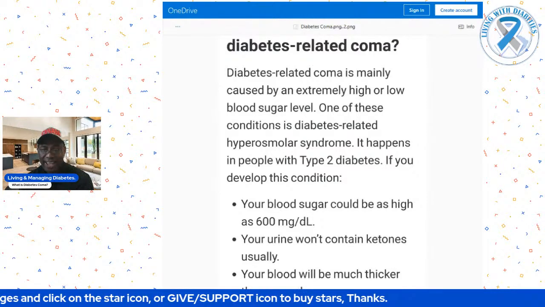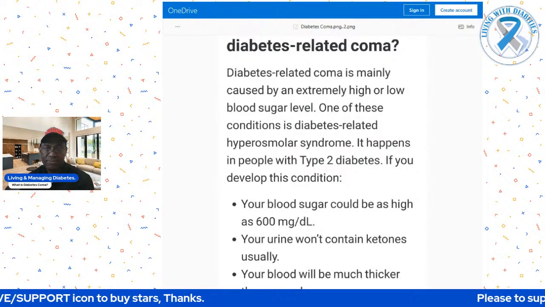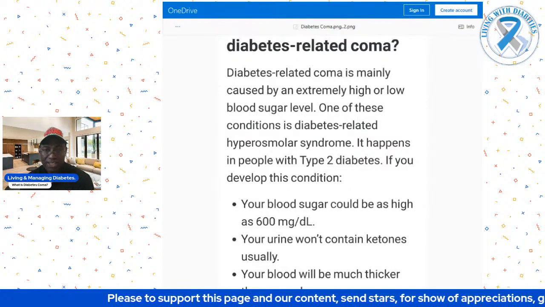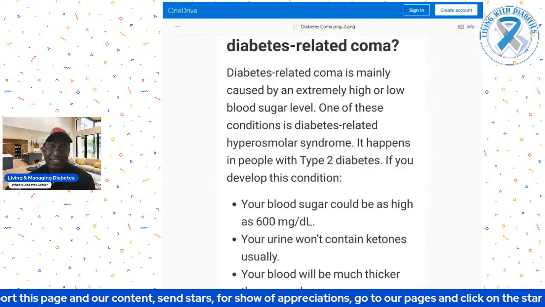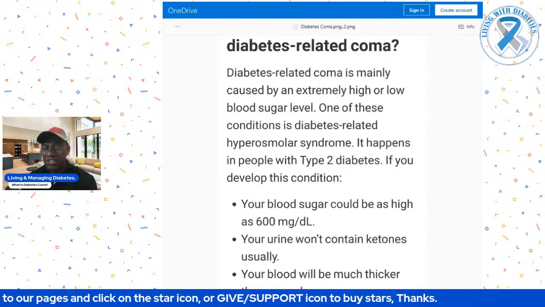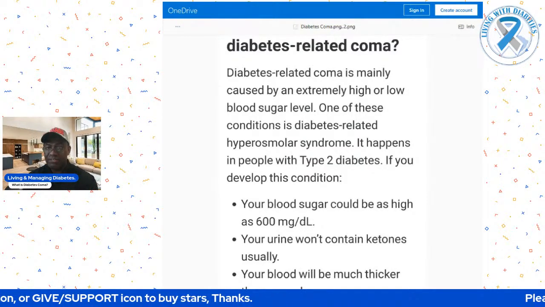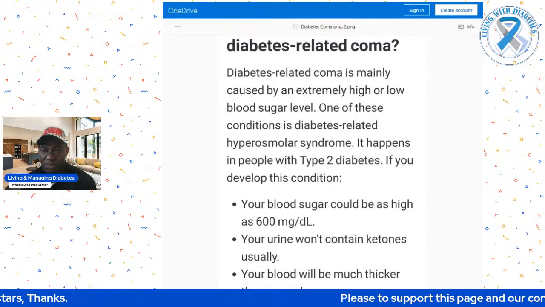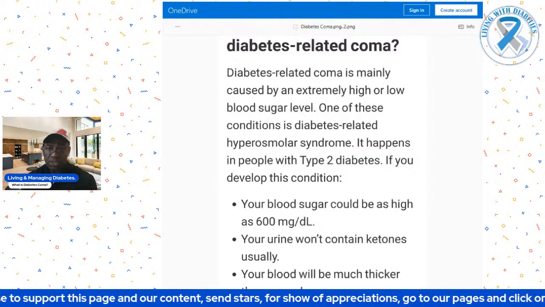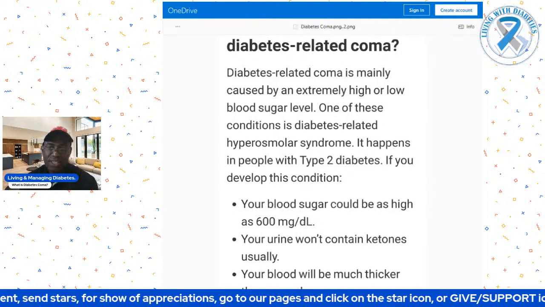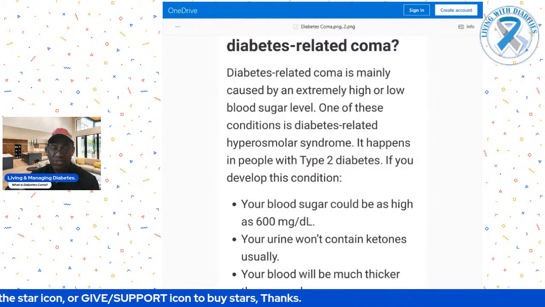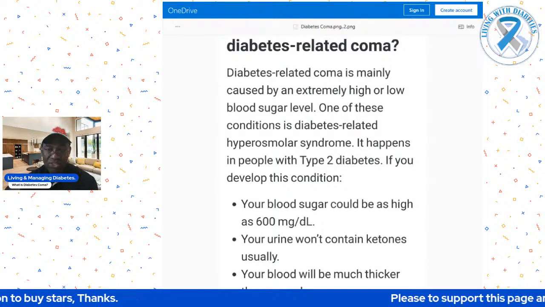Your blood sugar could be as high as 600 milligrams per deciliter. So if you are in a diabetic coma, this is what is going to happen to you. One, your blood sugar could be as high as 600 milligrams per deciliter. Two, your urine won't contain ketones usually. There are no ketones in your urine. Usually there should be ketones, but if your urine doesn't have ketones, then there's a probability that is what is causing you to go into coma.